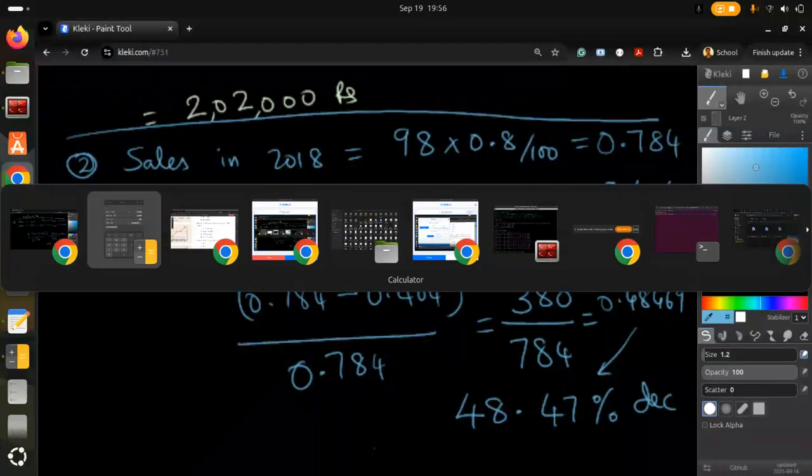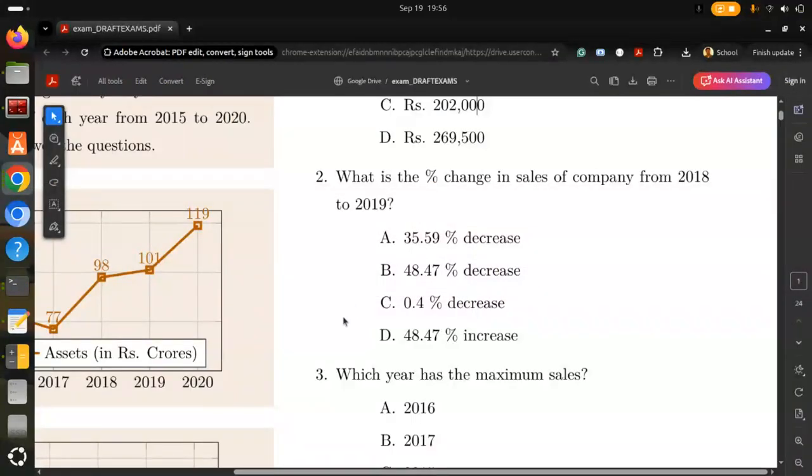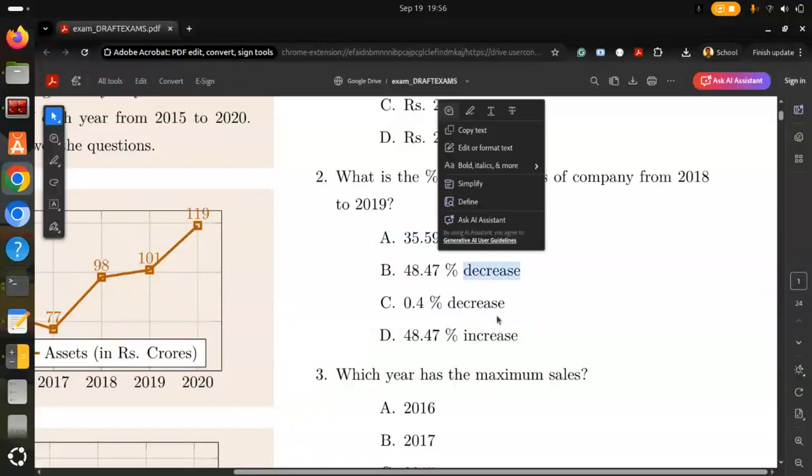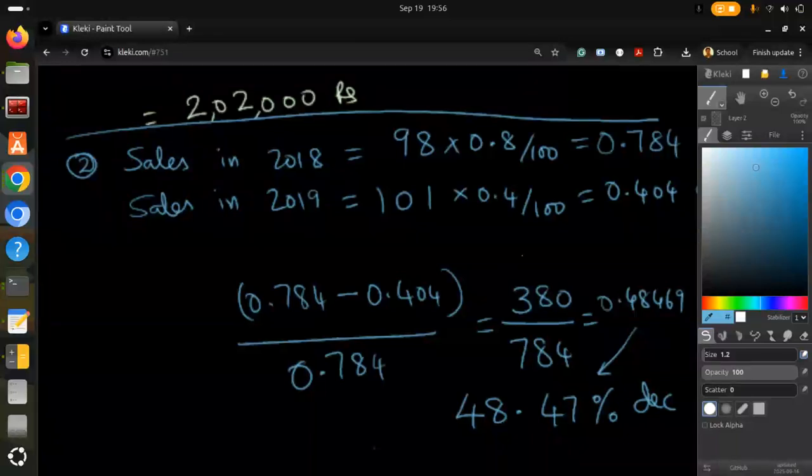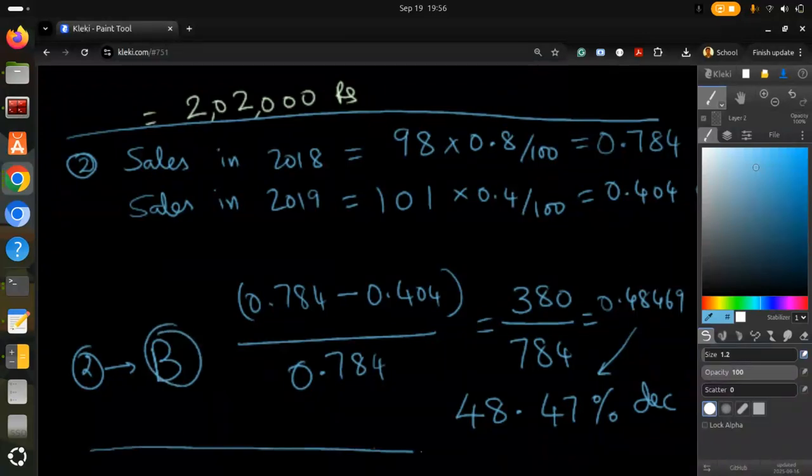So let us see if that option is there in the choices. Yes, 48.47 decrease, B is the correct option, not increase. You need to take B as the correct answer. So for the second question, the answer is B. Okay, let's go to the third question now.